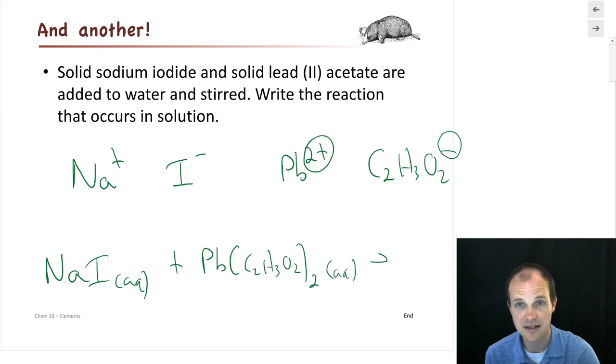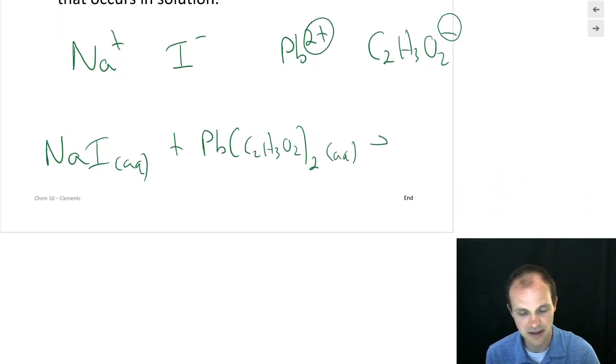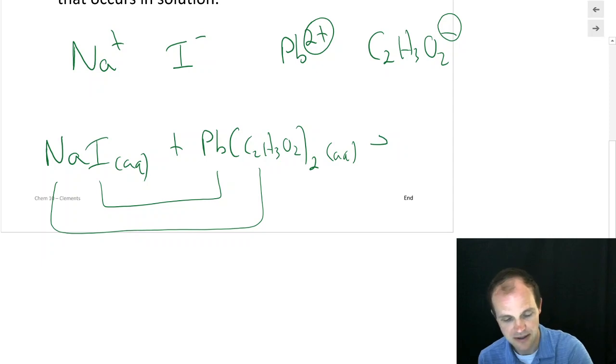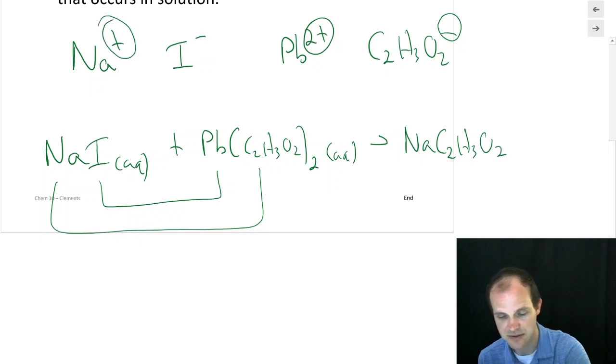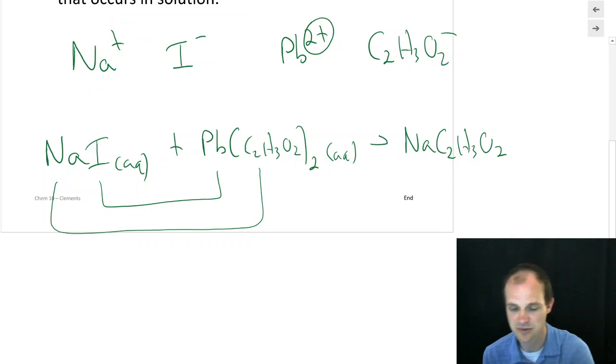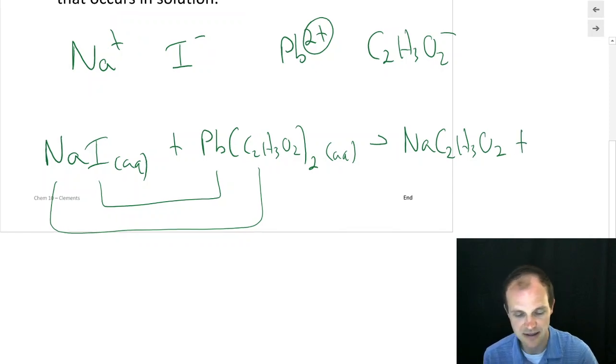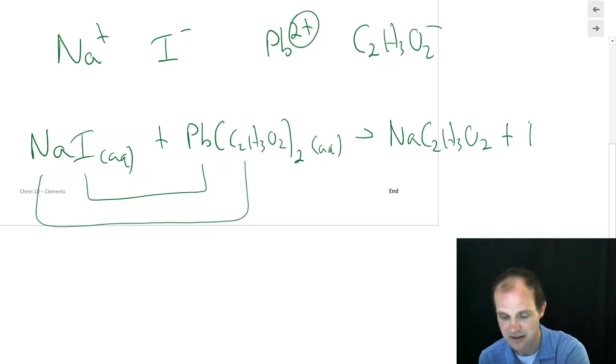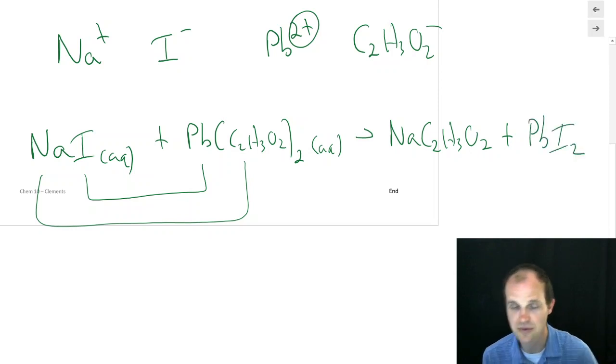And we're going to react those and form the products. So we're going to form sodium acetate. And I only did 1 to 1 because sodium's a plus 1, acetate's a minus 1. So how do I combine plus 1 and minus 1? Just one of each. And then secondly, I've got lead with a 2 plus and iodine with a minus 1. So I need to do PbI2, 2 of the minus 1s to balance out my plus 2.